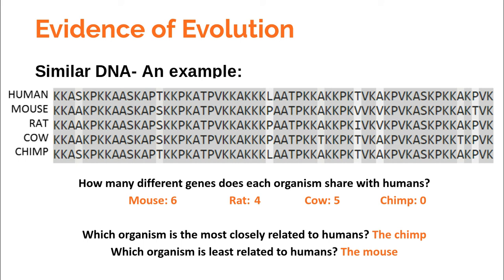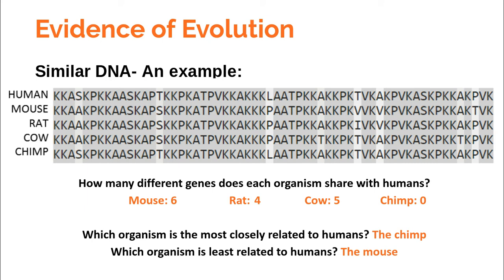So humans and chimps are, of these examples, the most closely related because in this snapshot of our DNA, we don't have any differences. But comparing the human and the mouse, since we have 6 differences, that means that we are the most different or the least related in this example.